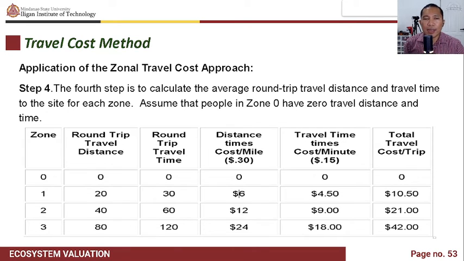All right. Then as you move along, the farther the zone is from the residence, then of course the travel trip time, distance, and the cost per minute would also increase.